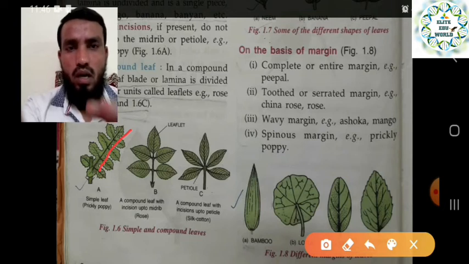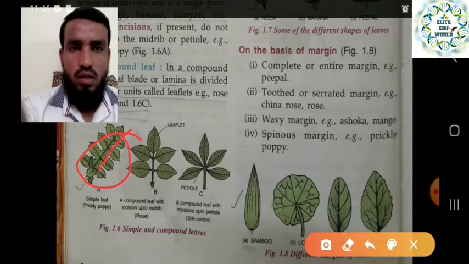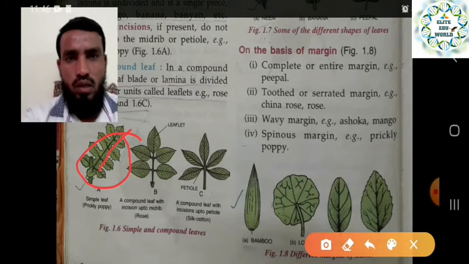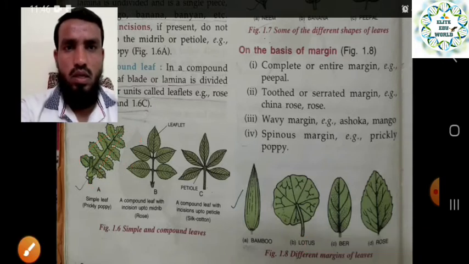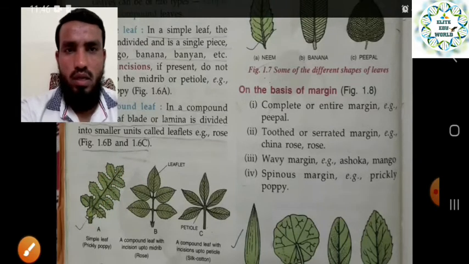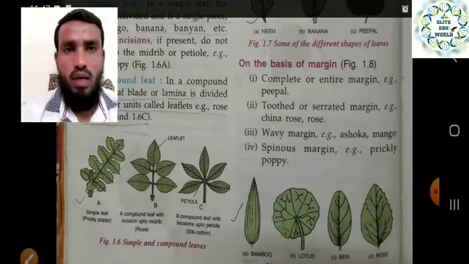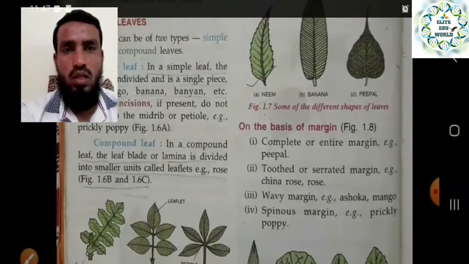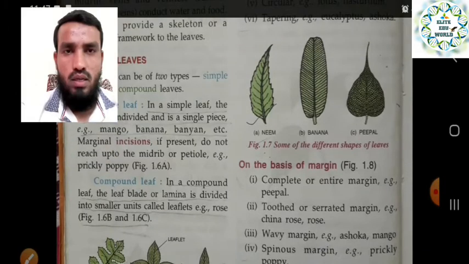So again we can say that it is only a whole leaf, it is not divided, right? It only has such divisions up to the lamina, but they do not reach up to the petiole. That is why it is considered a whole single leaf. This number 1 is the example of prickly poppy plant leaves. That is why it is called a simple leaf, it will not be divided into two parts, right?